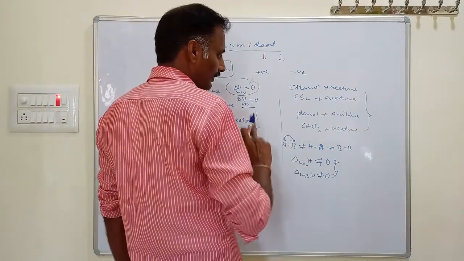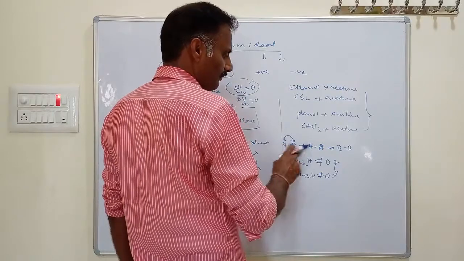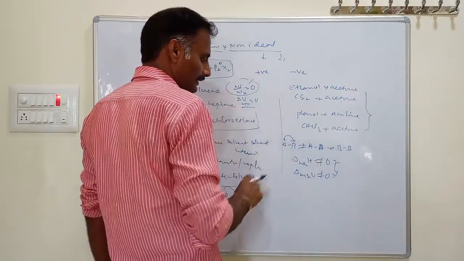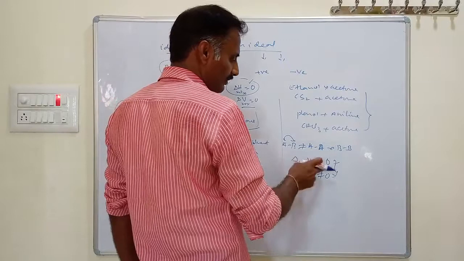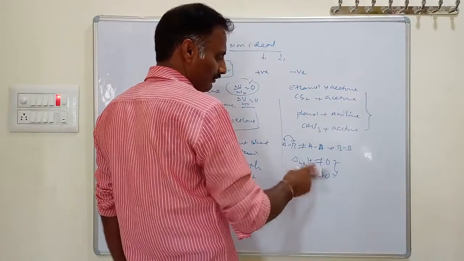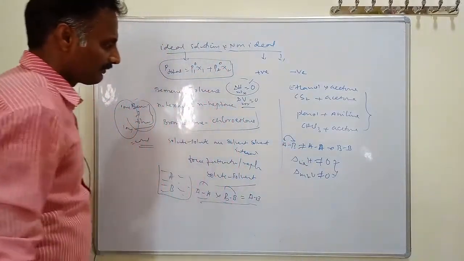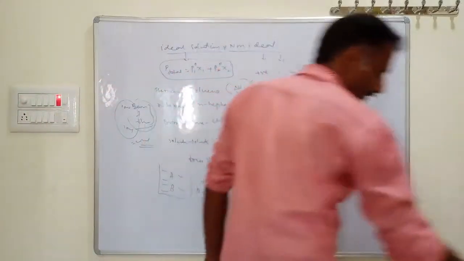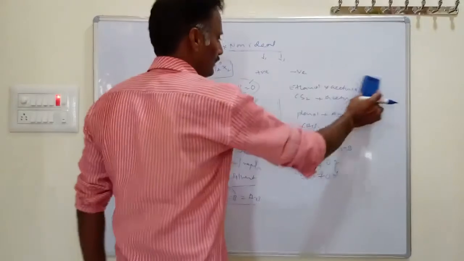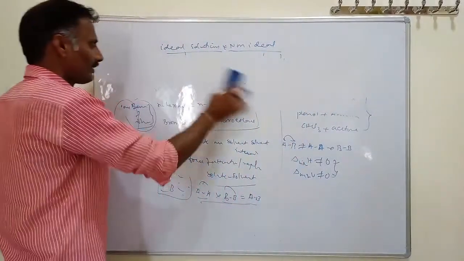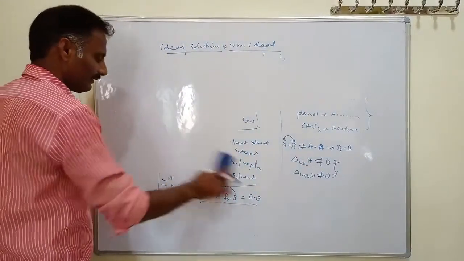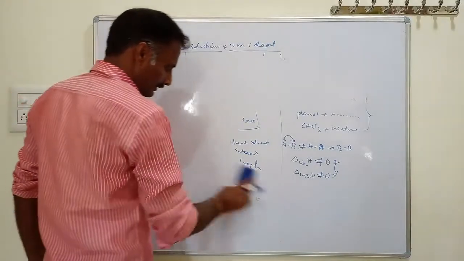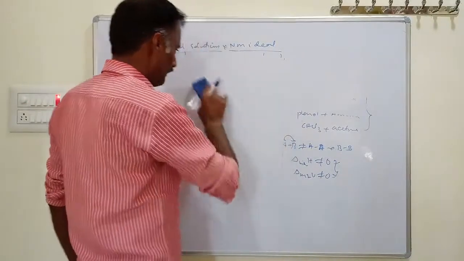Then in non-ideal solutions, AB interactions are different from AA and BB interactions. In case of non-ideal solutions, delta H mixing is not equal to 0 and delta V mixing is not equal to 0. These are some of the differences between ideal and non-ideal solutions. This type of question has been asked in previous examinations for 3 marks: write the difference between ideal and non-ideal solutions. It is easy to write these differences.